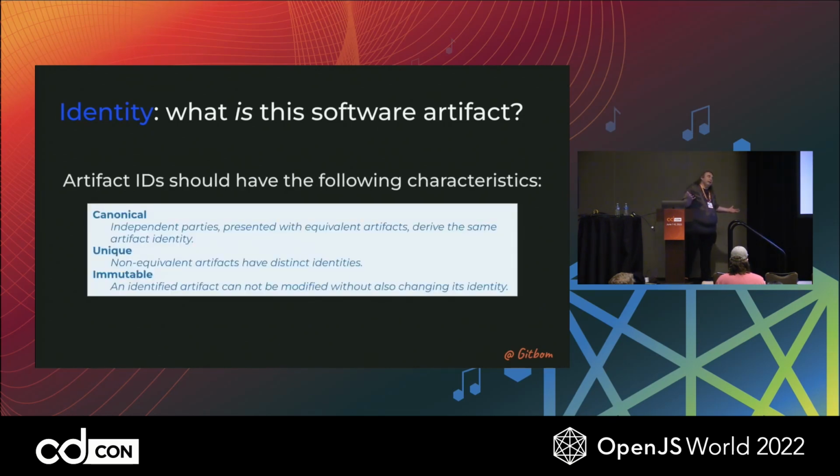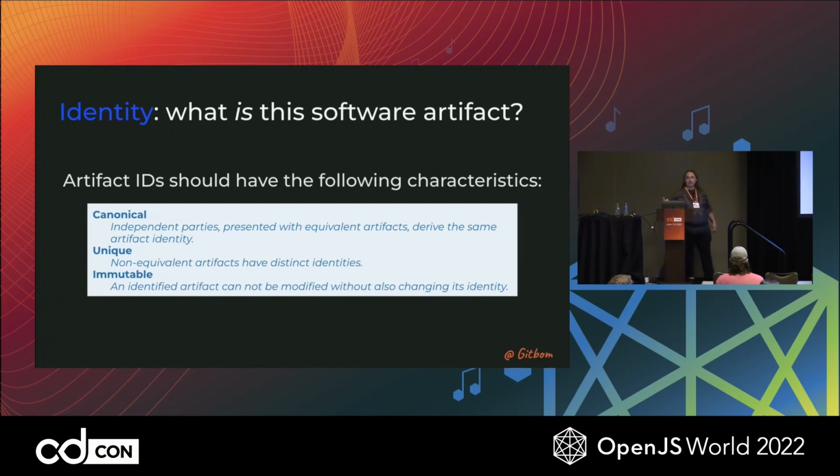Now, the first question you might ask is, what would we like to be true about identifiers? Right? My first name is Ed. It's a terrible identifier. It's great for conversation. There are a lot of Eds in the world. So it turns out what we actually wanted identifiers for artifacts is we'd like them to be canonical. Independent parties who have exactly the same artifact should be able to derive the same ID. If I have a Docker container, you have the same Docker container, we should have the same ID. If I have an executable that was compiled from C and you have exactly the same bytes, we should have the same identifier.